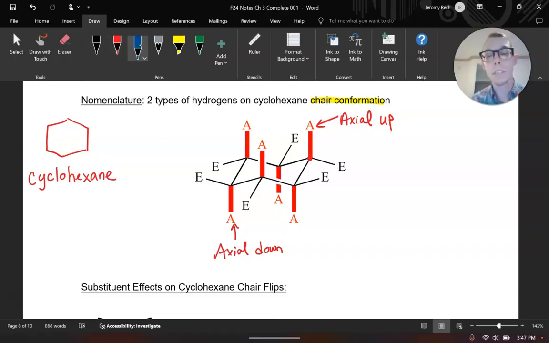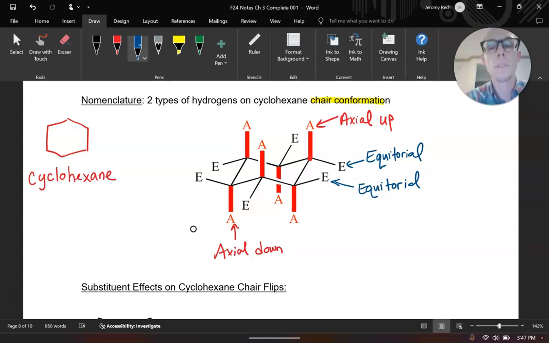The other position, which is going to be our equatorials, which is a word I struggle to spell. Equatorial. We'll see that there are a total of 6 equatorial positions, which are denoted by the E's.